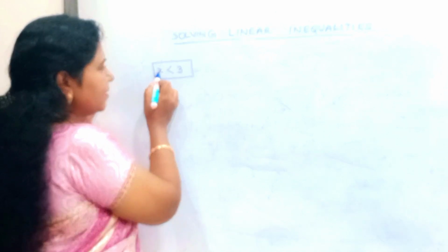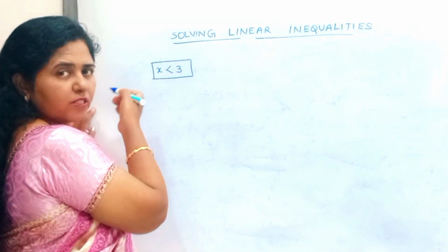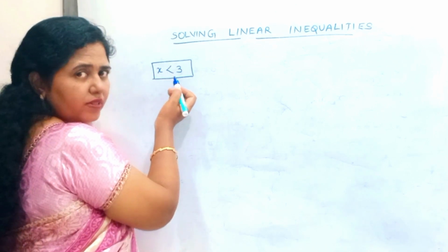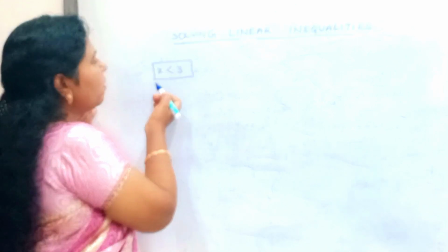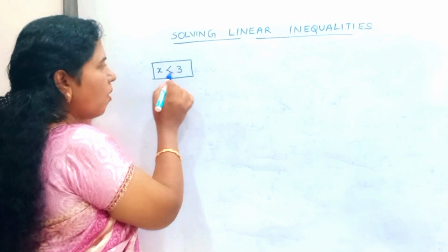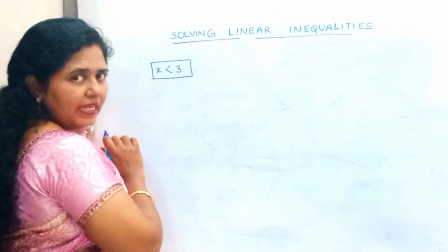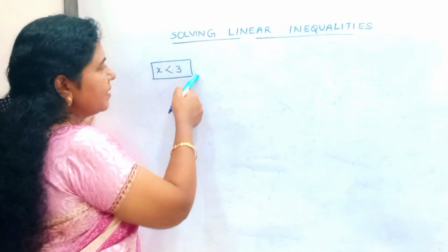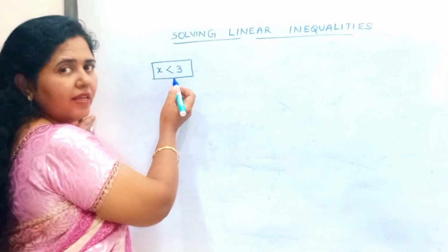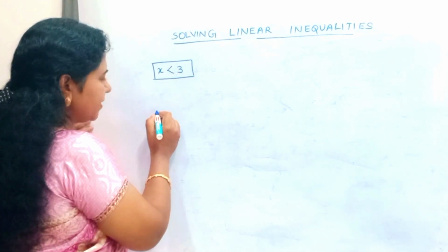So the value of x may be 2 or 1 or 0 or -1 or -2 or whatsoever it may be. It can be 2.99 also, that is also less than 3. So the value of x is less than 3. It is not equal to 3. So this is the meaning for this given inequality. We are saying this is an inequality because we are not having an equal to sign in the middle. We are having a less than sign. Now let us consider one more example.